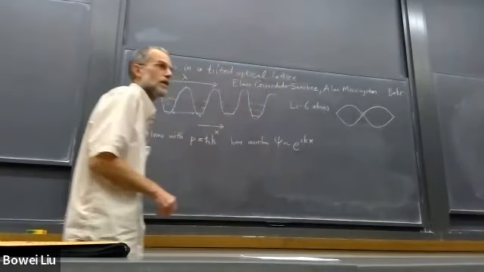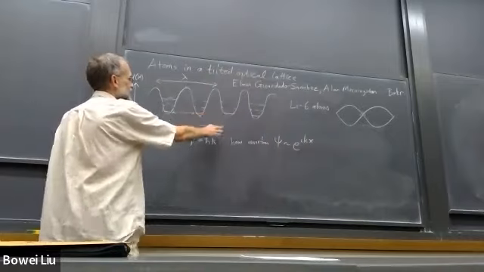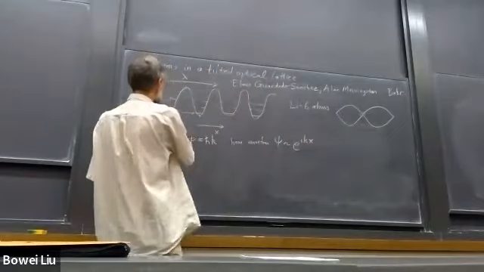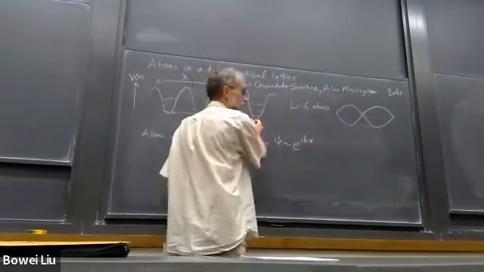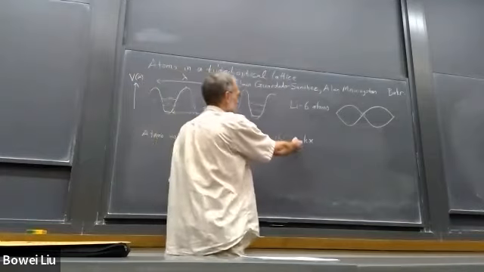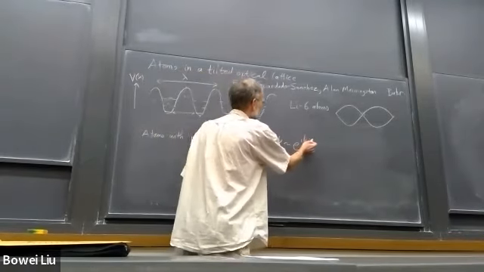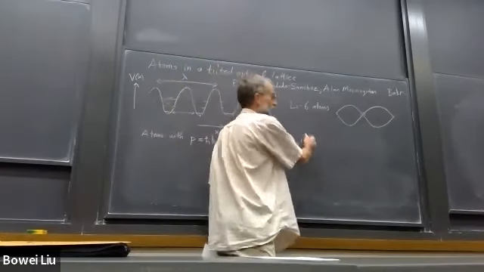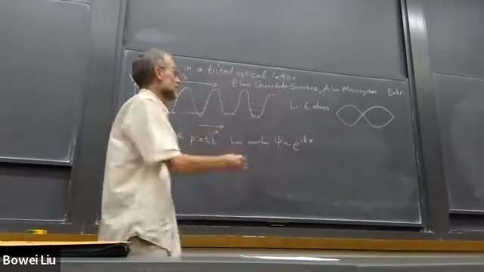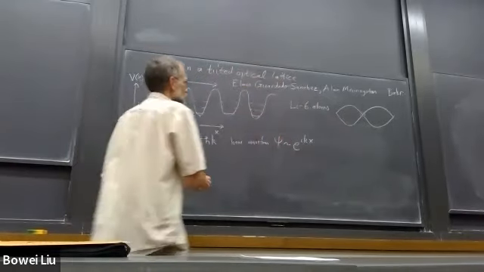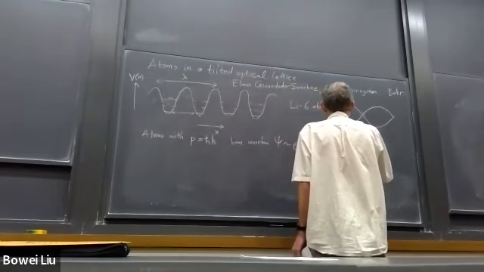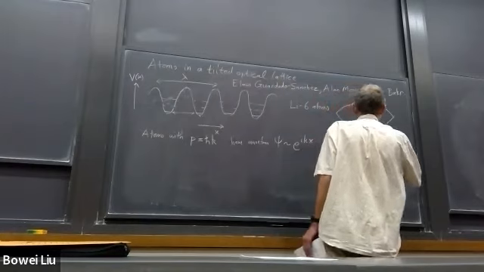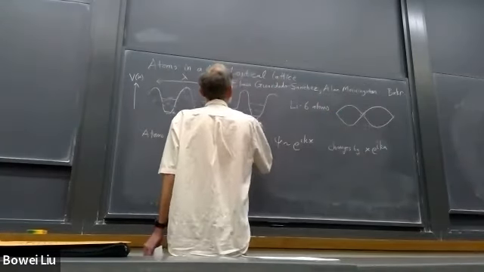e to the ikx, right? And in a lattice like this, this is a function not of x as a continuous variable, but x is just 0, 1, 2, 3 sites, right? We don't think of this as a function of x with x being a real variable. It's a function of x, where x is an integer multiple of the lattice spacing, right? So this changes by e to the ika. So let's call a the lattice spacing. That's what we usually do.